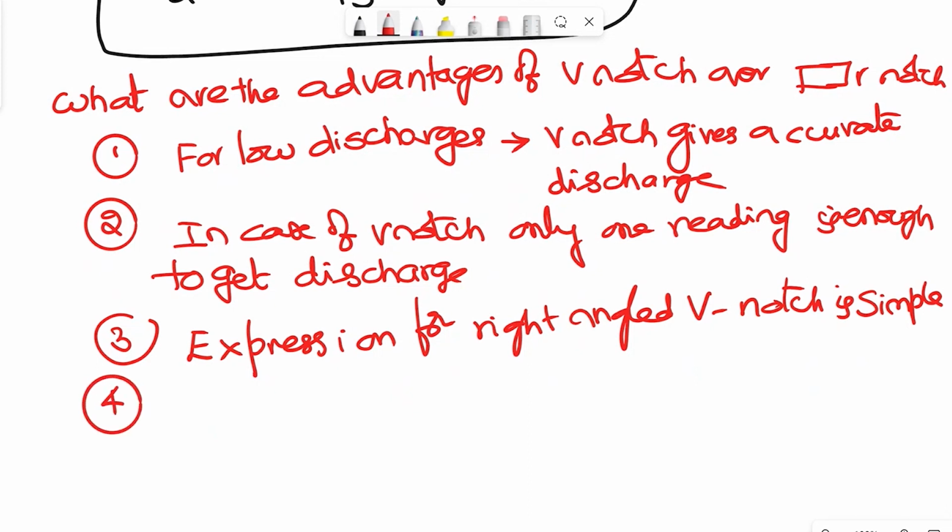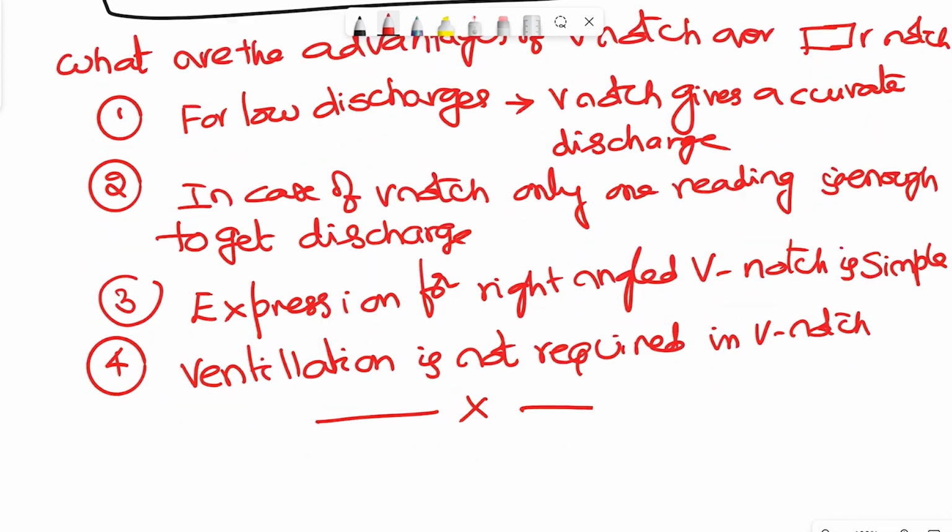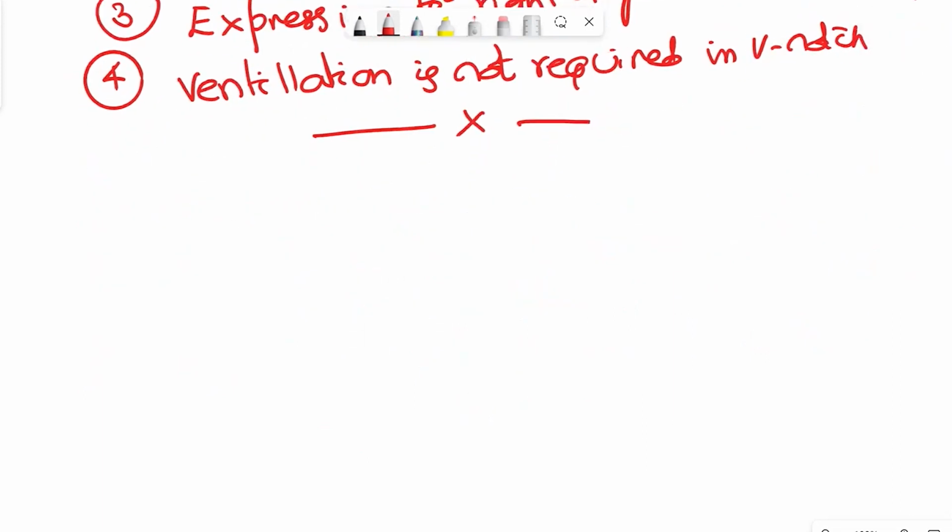And the last one is ventilation is not required in V notch. So these are the four advantages of V notch over rectangular notch. Then the next thing is trapezoidal notch.